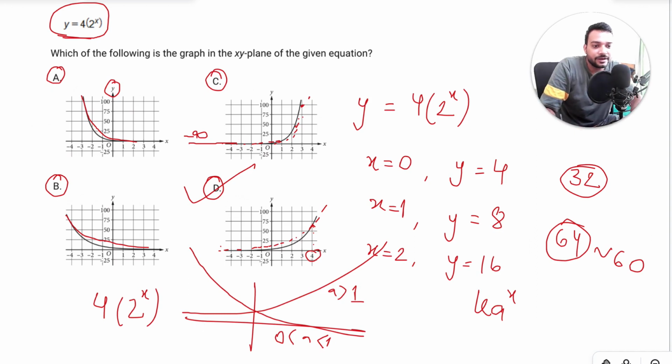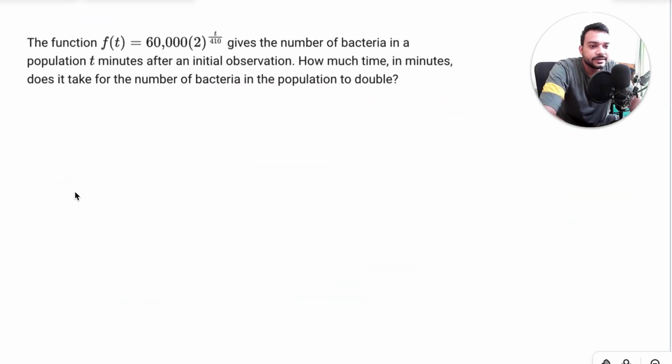Okay, for the graphs. Let's look at the next question. The function f of t is equal to 60,000 times 2 raised by t over 410 gives the number of bacteria in a population t minutes after an initial observation. Okay, it's like the population is exponentially increasing, as you can see from the nature of the equation. And in the last question, we did a similar thing. K a raised by x, similar to that, this function is. How much time in minutes does it take for the number of bacteria in the population to double? Okay, so how much time does it take to double the population?